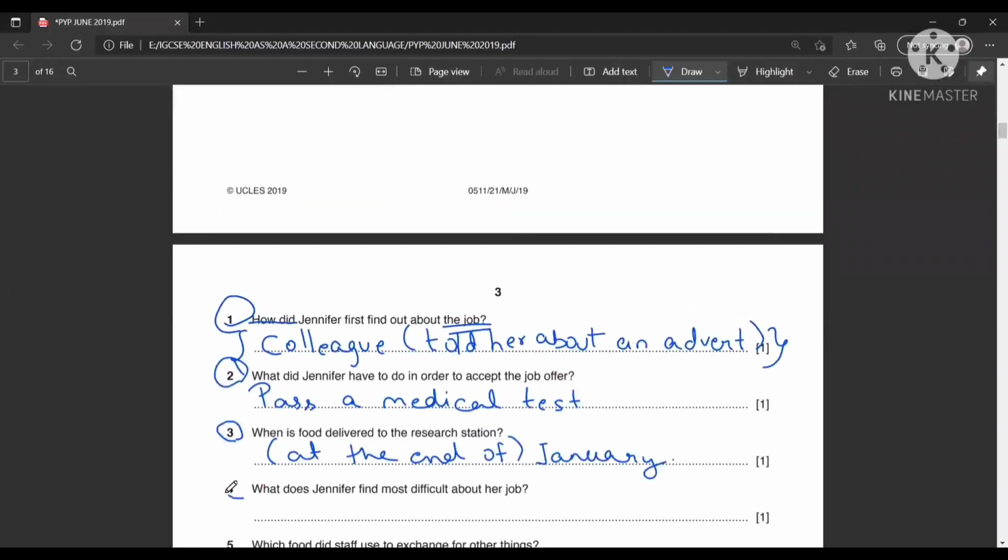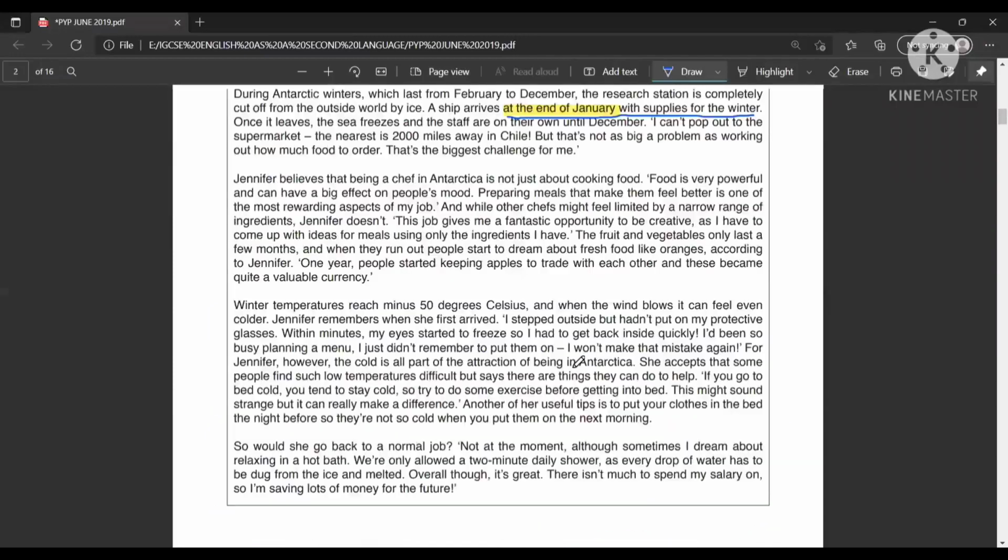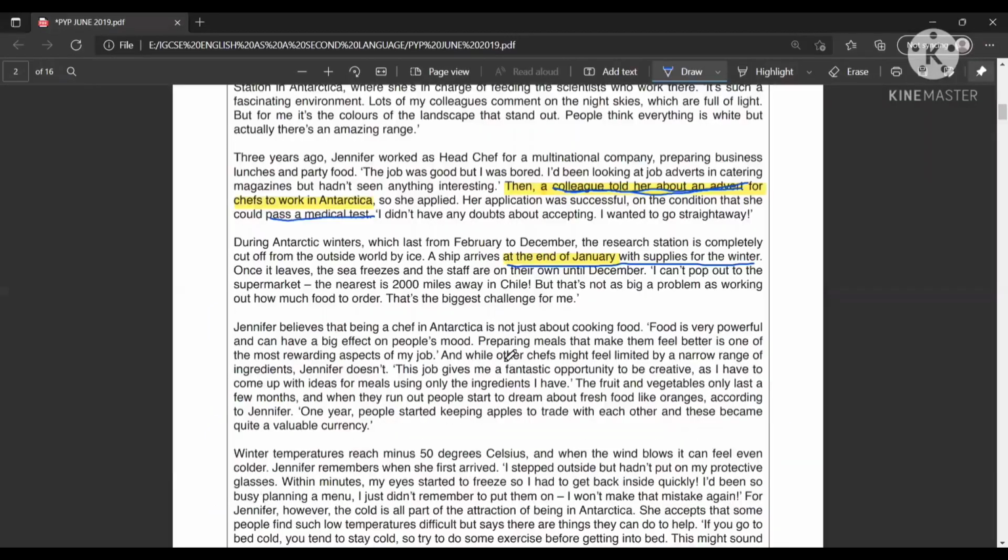Okay, so let's try to locate the fourth answer in the paragraph. We are going to read from where we have left. Once it leaves, the sea breezes, the sea freezes and the staff are on their own until December. I can't pop out to the supermarket. The nearest is 2,000 miles away in Chile, but that's not as big a problem as working out how much food to order. That's the biggest challenge for me.